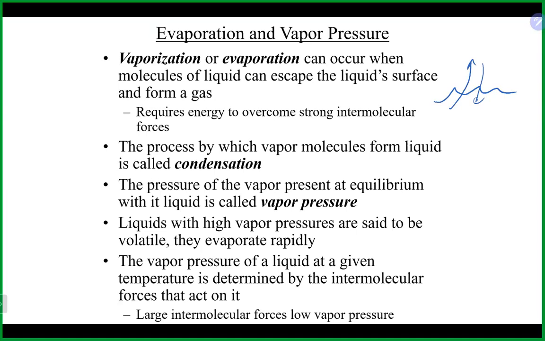When this occurs, because we have liquid molecules going into the gas phase, we end up with gas above the liquid. And when we have gases, we have pressure, and that is what the vapor pressure of a liquid is. It is basically the pressure associated with the gas form of that liquid that's sitting above the liquid.